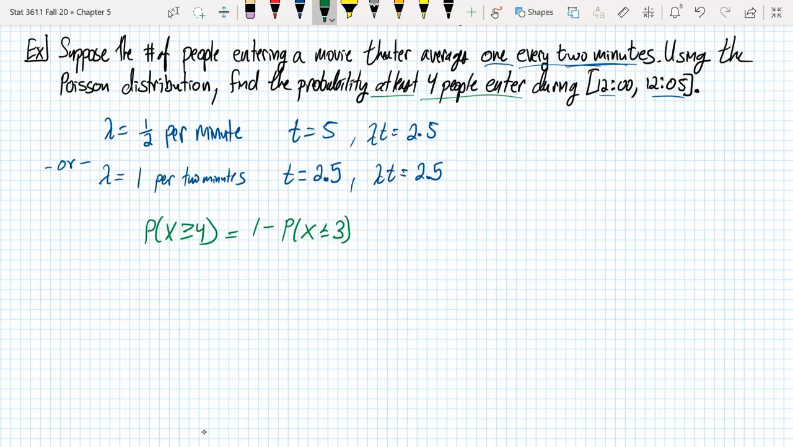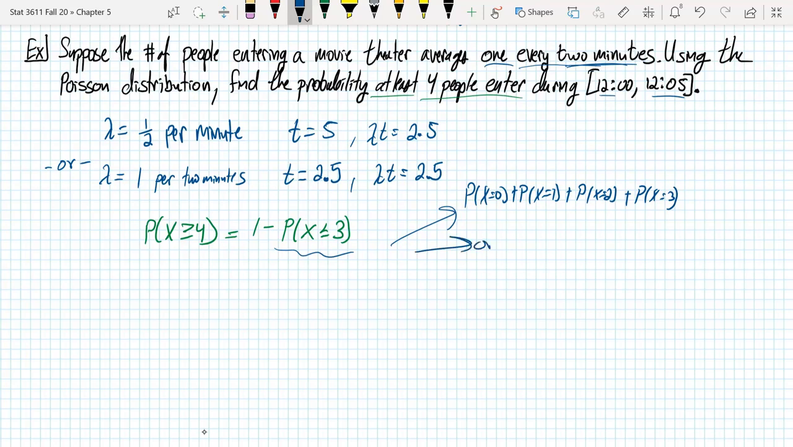So 1 minus the probability that X is less than or equal to 3. Here we go. You can compute this probability in 2 ways. You could look at the probability that X is equal to 0, 1, or 2 and just do all of those by hand. Or we can just use the table. And I highly prefer we use the table here. Definitely want to get used to using the table.